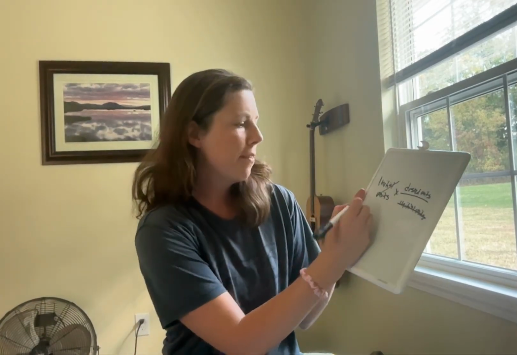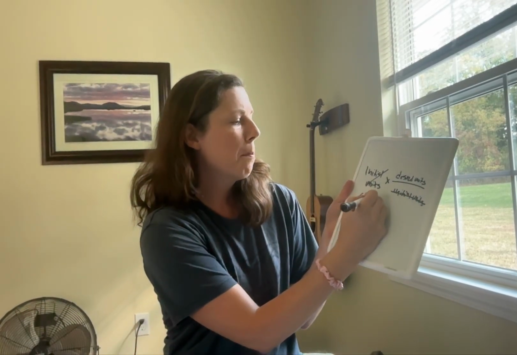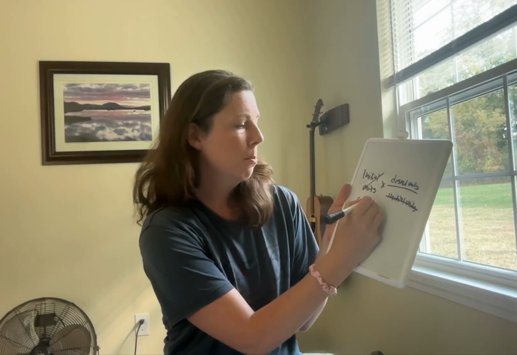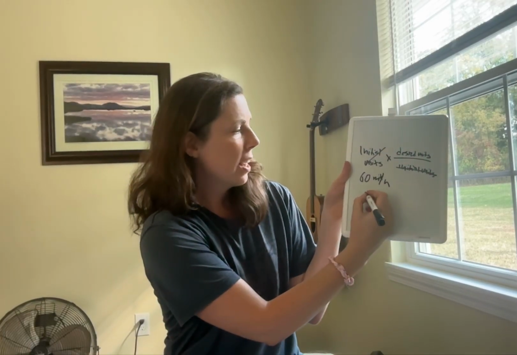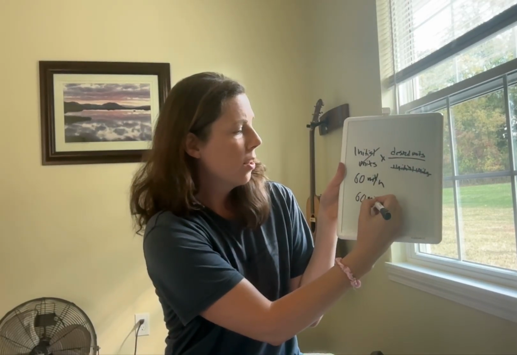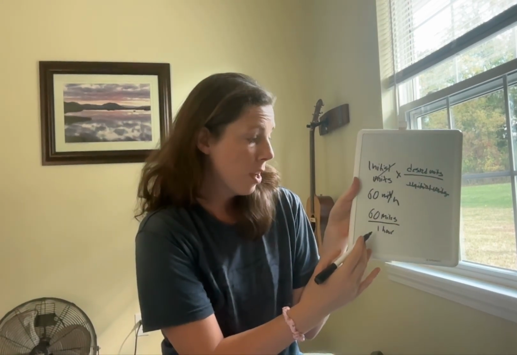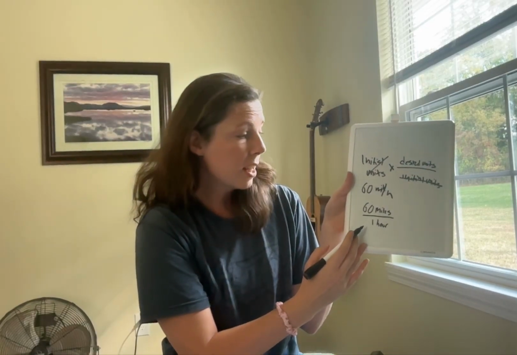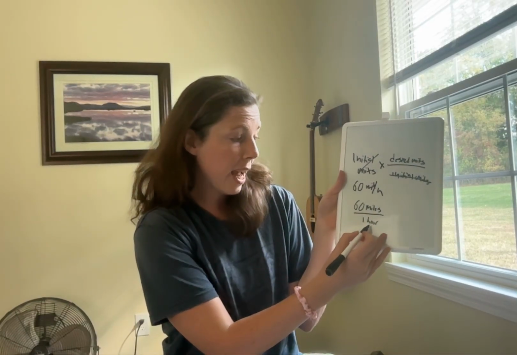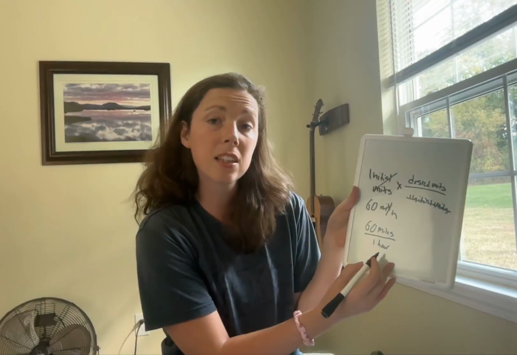So if we have 60 miles per hour, we can write this as 60 miles on the top over 1 hour. That's what miles per hour means. You're going 60 miles in an hour. And now we want to get hours to seconds. So how many seconds are in an hour?